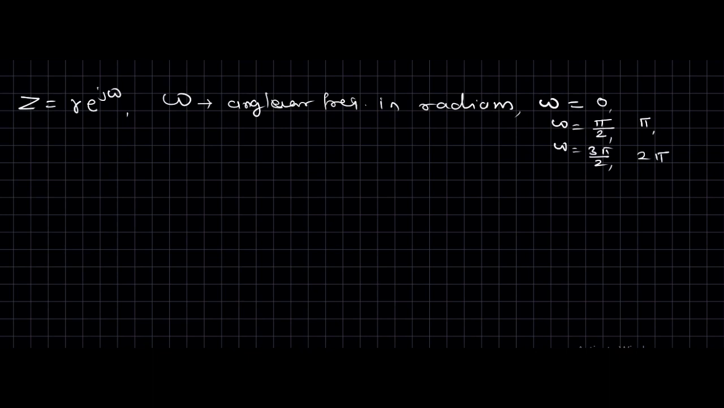So if you substitute these values, you will find the value of z rotates around a circle, and we need the z plane for that. To represent this term z equal to r e raised to j omega, we need the z plane. So z domain and we have the z plane.